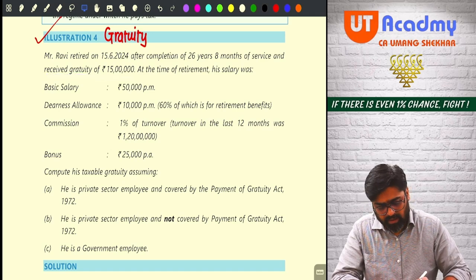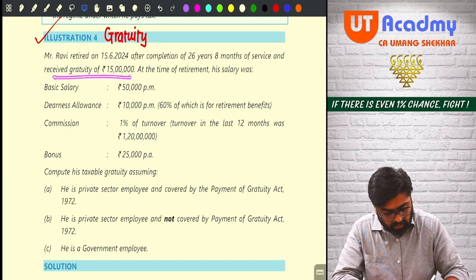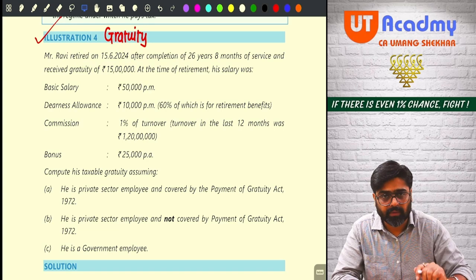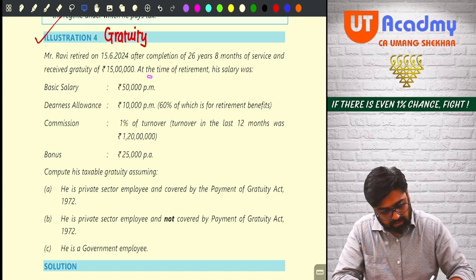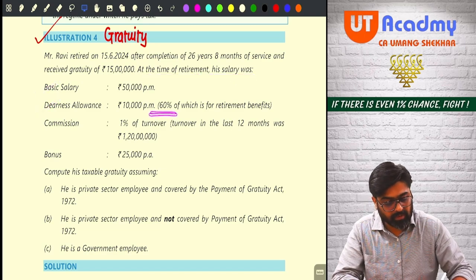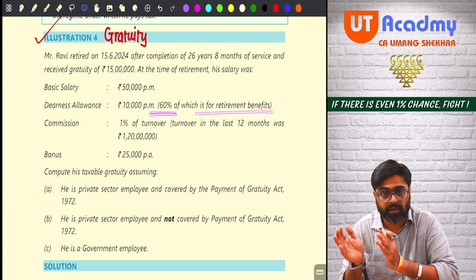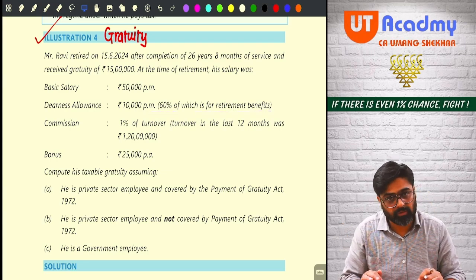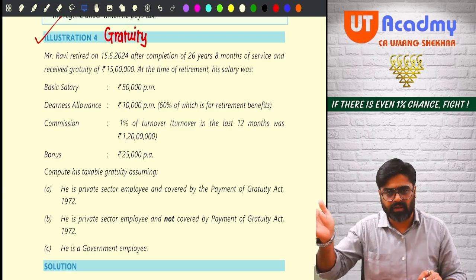So can I say that this gratuity he is receiving on retirement? This is death cum retirement gratuity. At the time of retirement, his salary was basic salary, dearness allowance given. Out of the dearness allowance, 60% is for retirement benefits. The DA which is used for retirement benefits is DA in terms. Yes or no? And remaining 40% is not in terms, right?